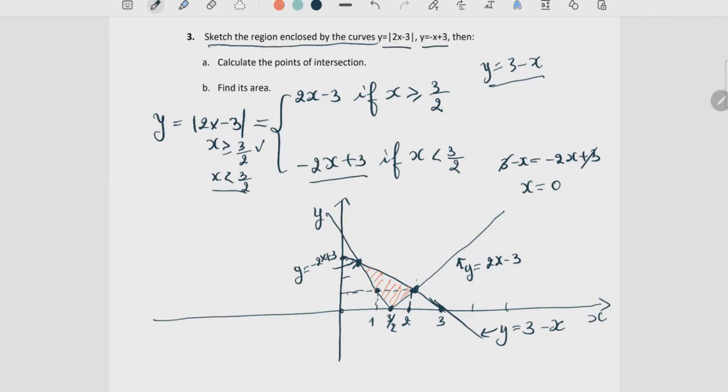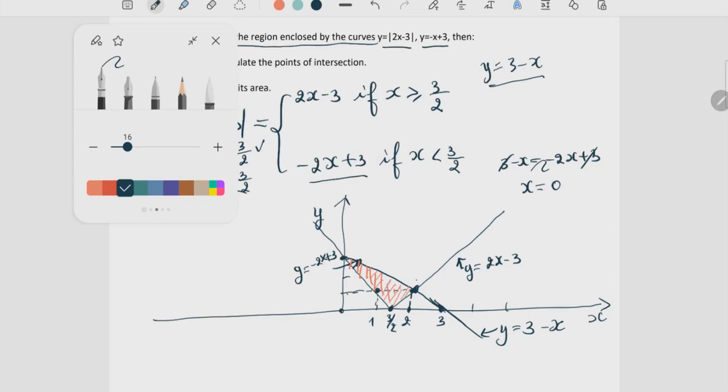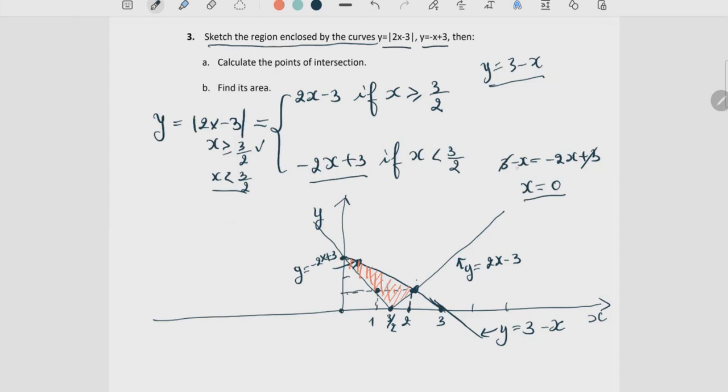That means the way we sketched it right here is a bit off. So this should be there, but then the intersection point should be somewhere there. Now that that's fixed, that's our first point of intersection. The second point of intersection is when 3 minus x and 2x minus 3 meet. In that case, x is equal to 6 over 3, which is 2. So the intersection is at 2 here. That would be our solution for sub-question A.